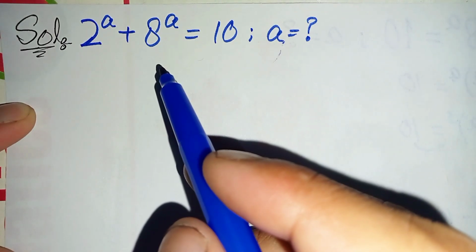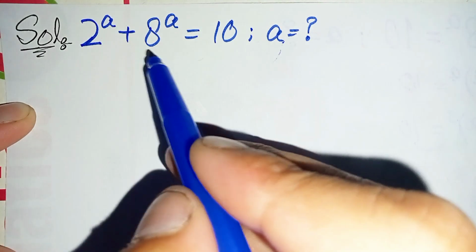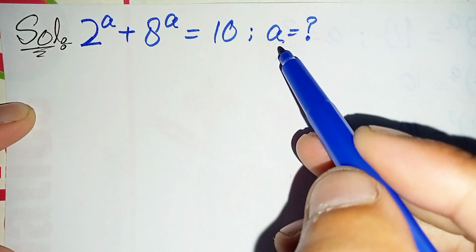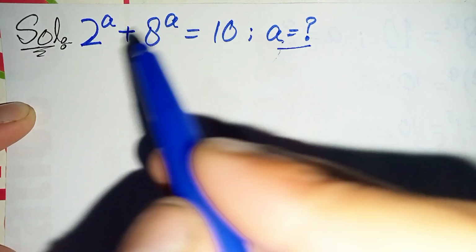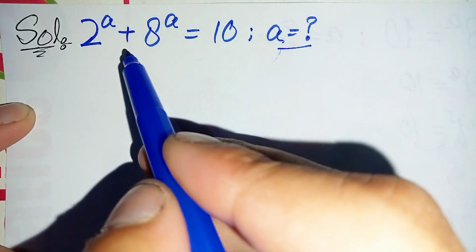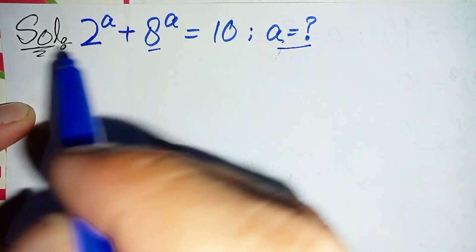How to solve this nice algebra math problem? That is 2 raised to power a plus 8 raised to power a is equal to 10. So here we will try to find this unknown a. First of all, we will try to make both the bases in the left hand side the same. So for that, we will change this 8 to its exponential form.